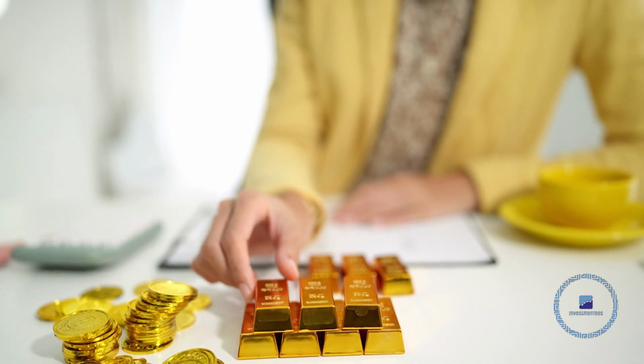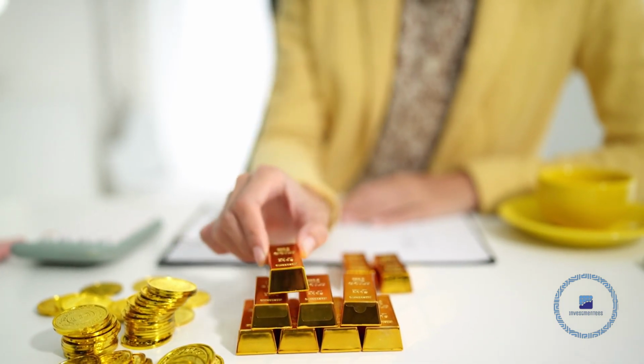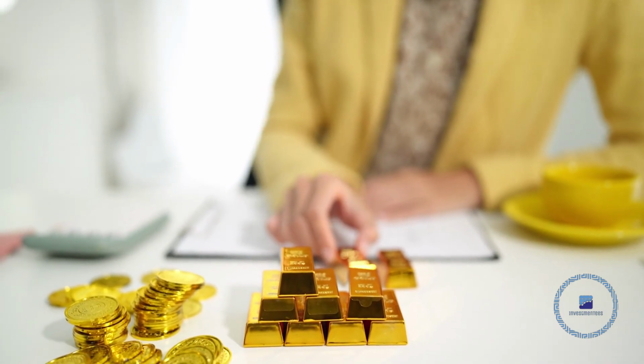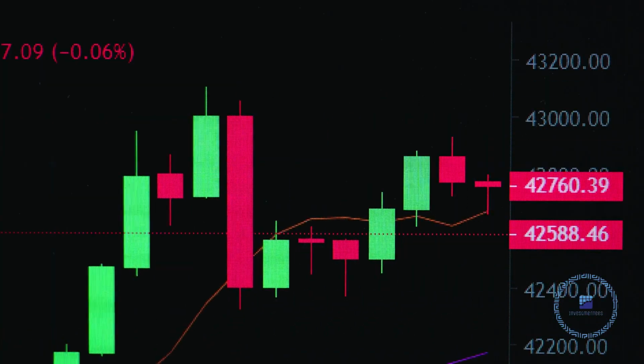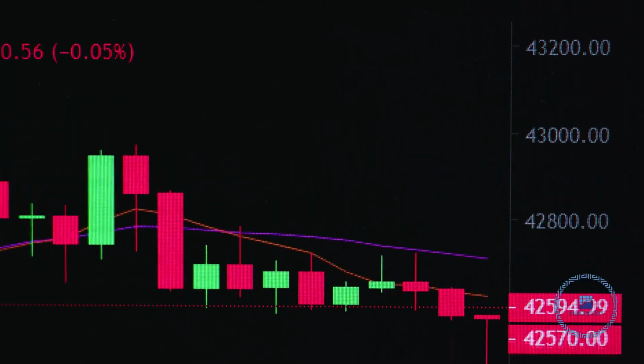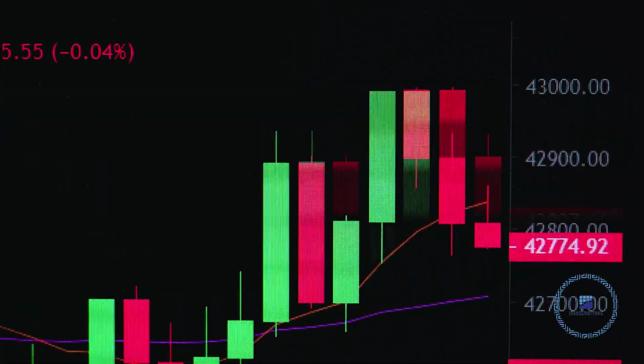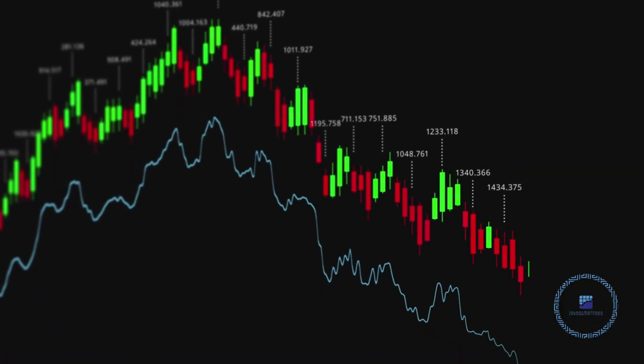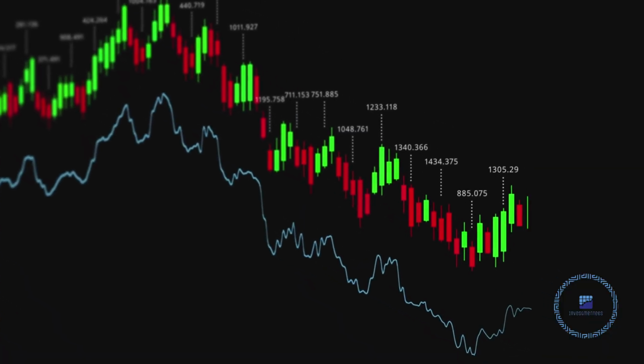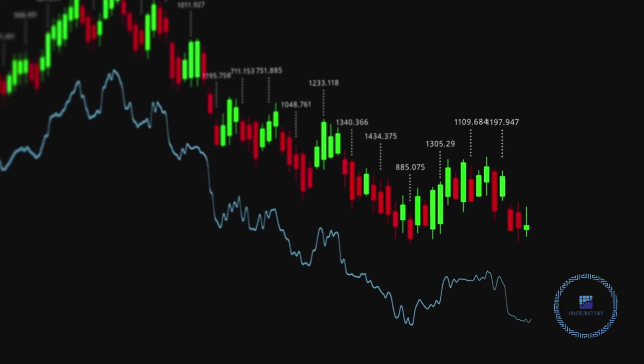Commodity traders rely on the strategy for markets such as gold, crude oil, and silver. Index traders also benefit from the strategy during broad market reversals. Because it is based entirely on price action, the strategy works wherever trends exist.